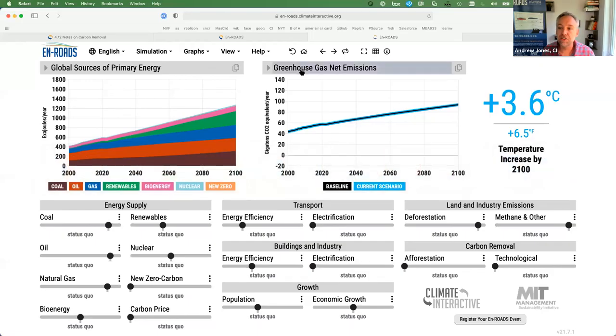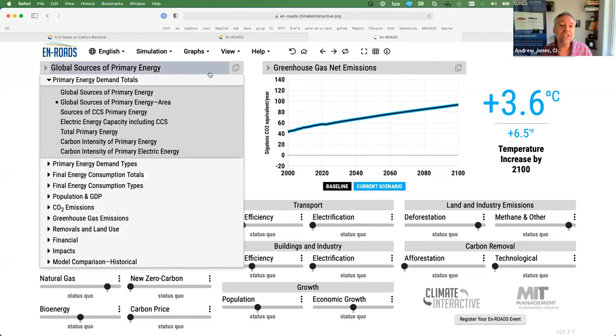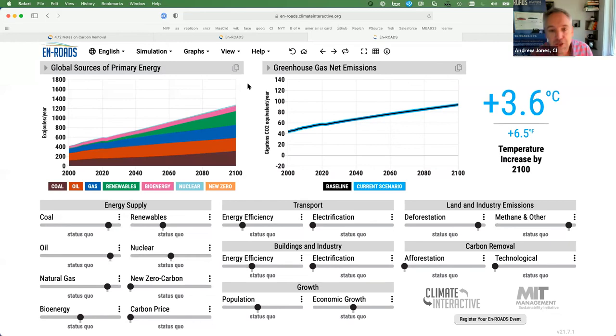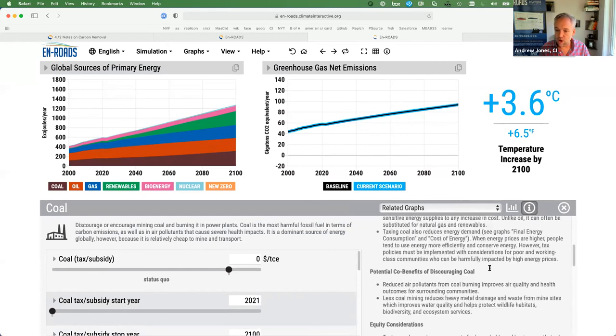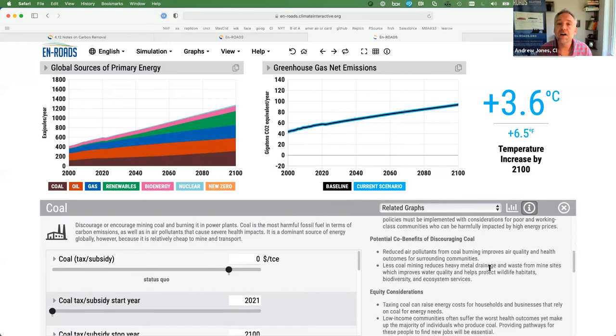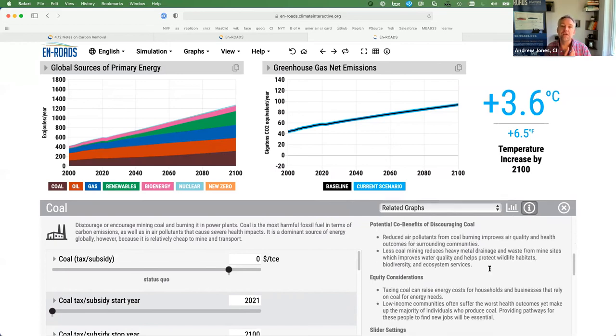All right, here's good old En-ROADS. So people mentioned PM 2.5. If you haven't gone there yet, actually before going to that slider, I want to make sure you see the resource that is here. When you talk about any slider such as coal, over here under the I button, Cassandra Breeze Ceballos wrote down here, potential co-benefits of discouraging coal. I encourage you to think of it in these two ways. Potential co-benefits, that is potential. We don't count on them. If we do things about coal, we don't necessarily get these co-benefits. We need to design for them, but they could be reduced air pollution. Less coal mining reduces heavy metal drainage. These could be co-benefits.